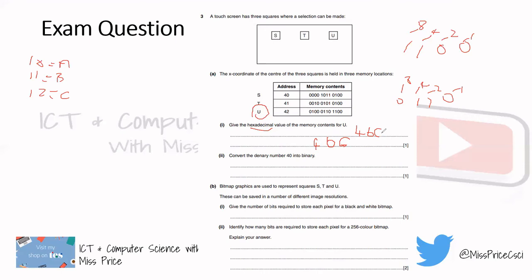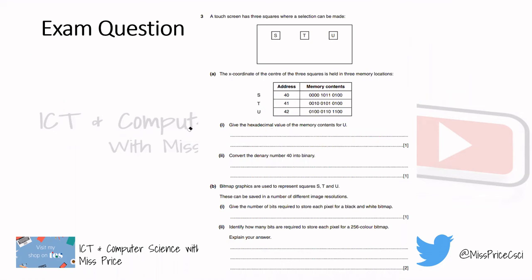Now convert the denary number 40 into binary. Now, if you don't know how to do this by now, I won't be happy. Right, I'm just going to clear some space here. In fact, I'm just going to clear all the drawings. Right, there we go. And I'm going to start with this one right here. So 40 into binary. Well, that is an easy 1 mark.